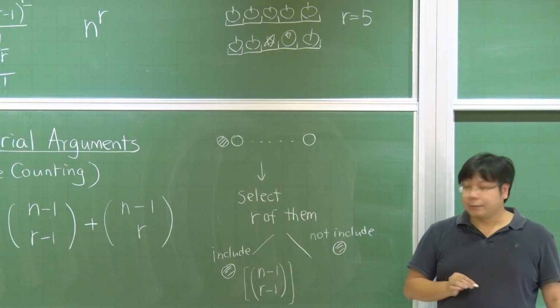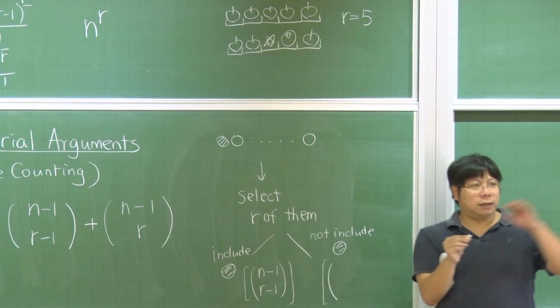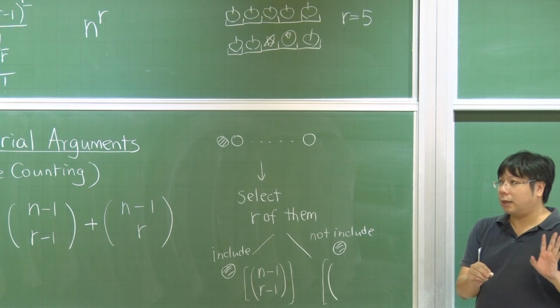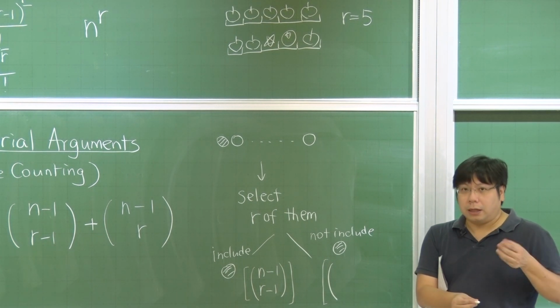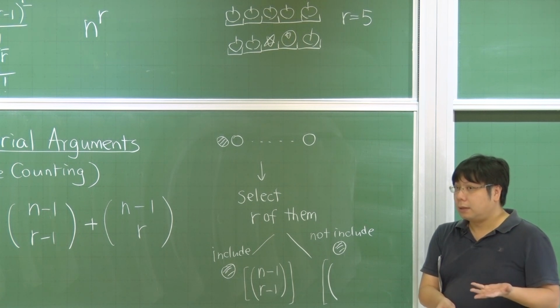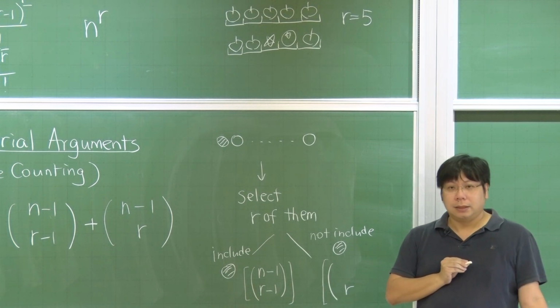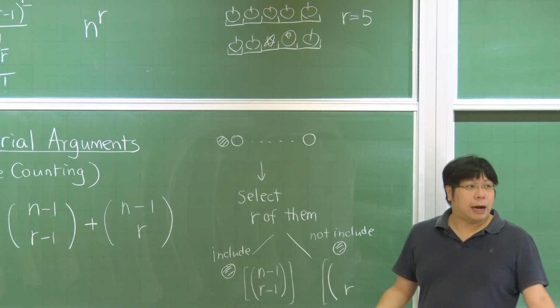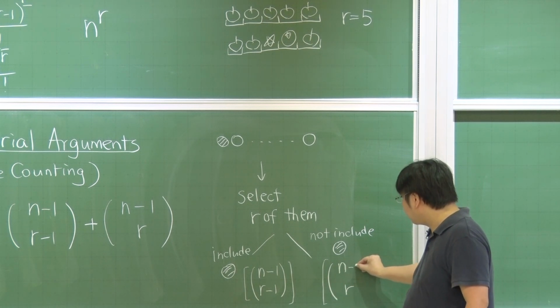How about the other one? How many ways are there? I cannot include this object. I cannot include the strawberry ball. So I will need to select how many objects from the remaining objects? R. Very good, because I need to have R objects in total, right? And where do these R objects come from? They come from the remaining n minus 1 objects. Is that okay?